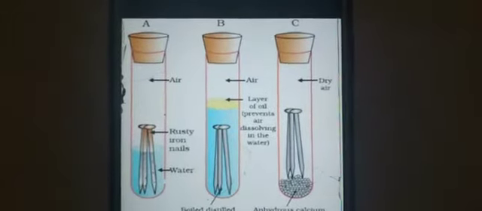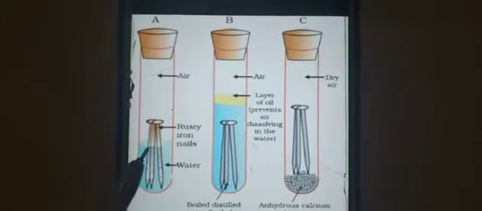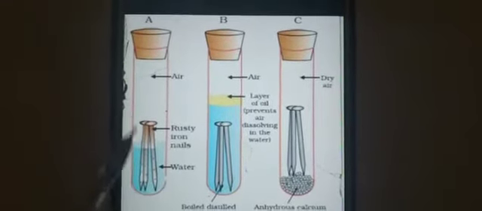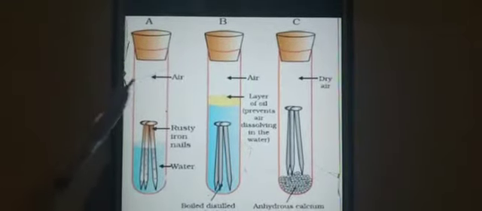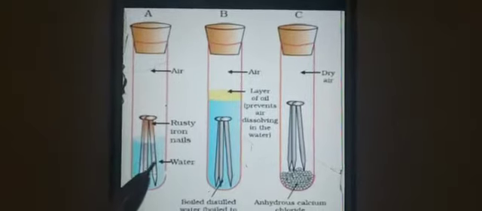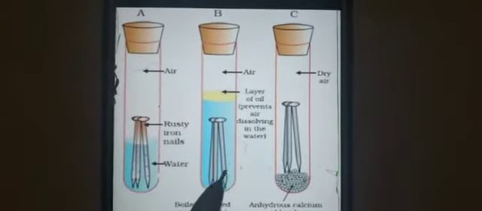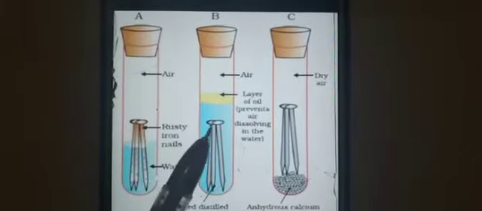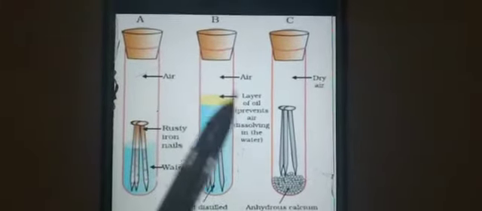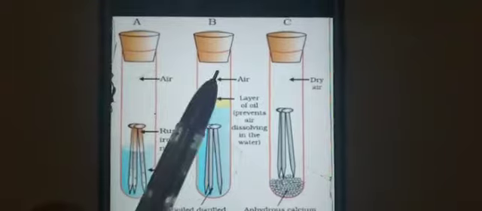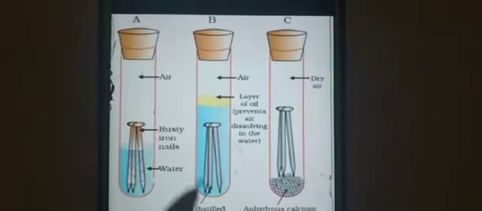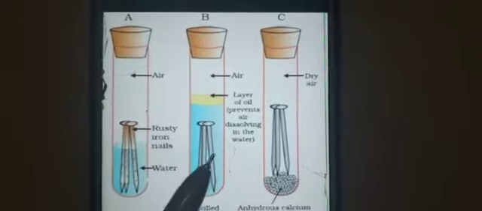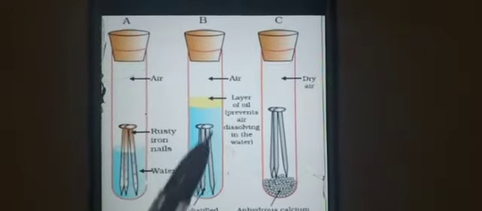You will observe that the iron in test tube A is rusted, because it was exposed to both air in the test tube and the water, right? But not in test tubes B and C. Why? Because in B we have taken only water and we have prevented the air. Air is separated and only water is present. So water alone cannot rust the metals.